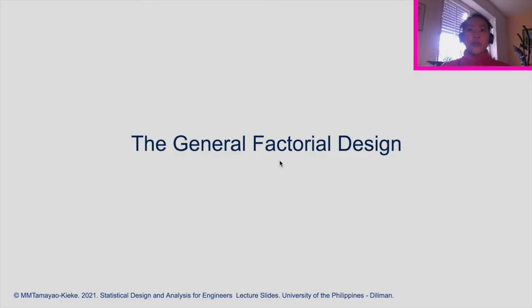The discussion on two-factor factorial we had so far can be extended to the general case where there are a levels of factor A, b levels of factor B, c levels of factor C, and so on. Now, with n replicates, we would have the number of observations equal to the product of all the levels a, b, c, and so on, and the number of replicates.